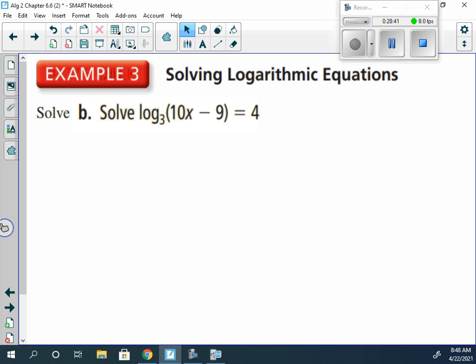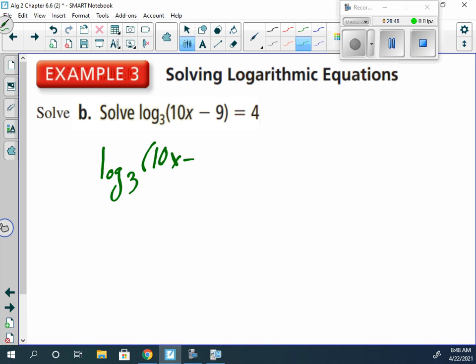So let's look at this next one here. Log base 3 of 10x minus 9 is equal to 4. We would give both of them a base of 3, so we get 3 to the log base 3 of 10x minus 9.